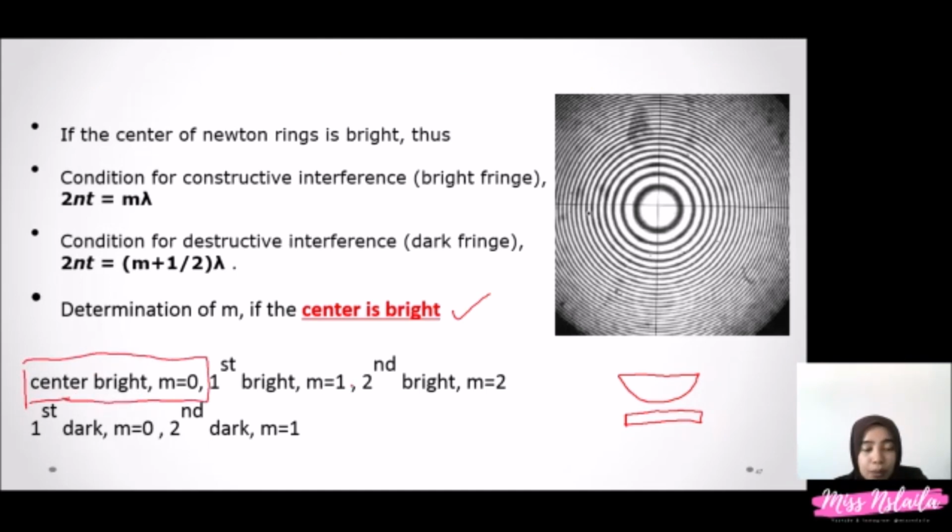First bright, m equal to 1. Second bright, m equal to 2. For dark, first dark, m equal to 0. Second dark, m equal to 1. If you have a third dark, m will be equal to 2.